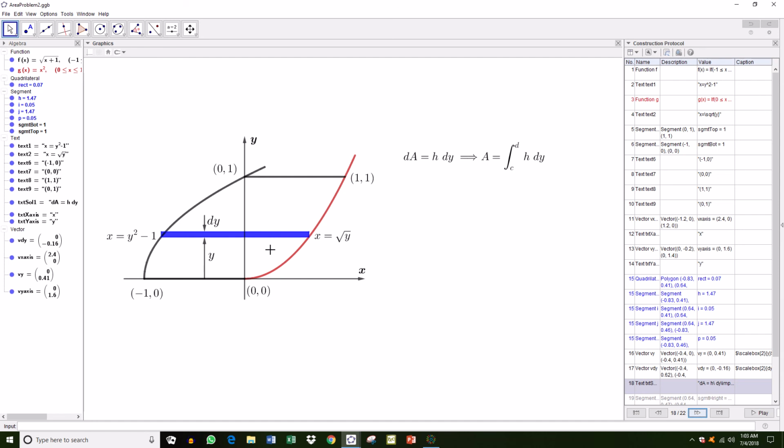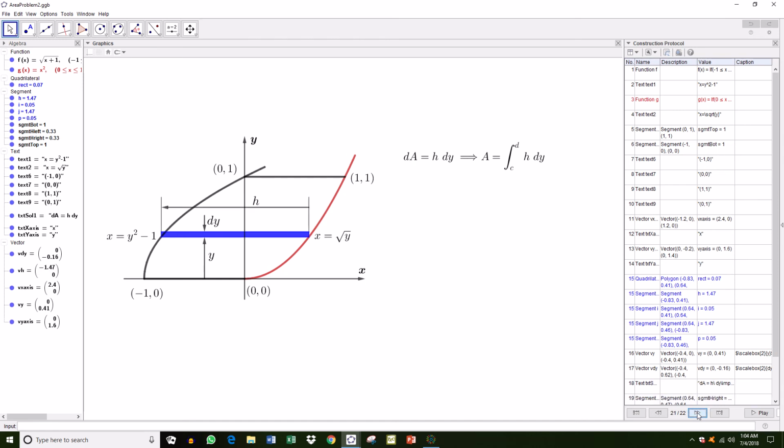H, what is h? H is the height of the rectangle. Height is probably not a good word to use in this case. The width of the rectangle, right? I'm still denoting that with an h. If you want to call it w in a case like this, please feel free to do so. So the h value of the rectangle is this one. Let me show that.